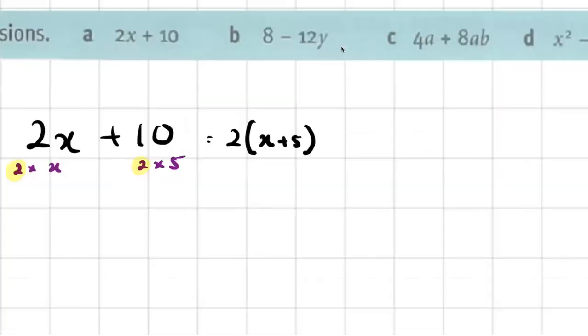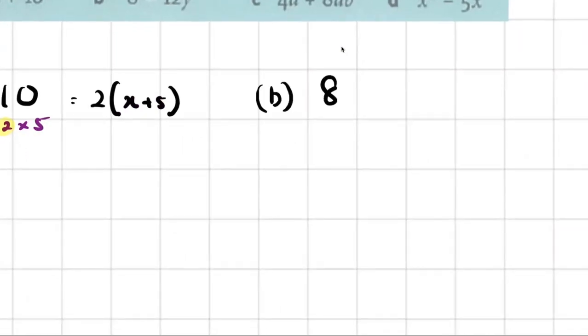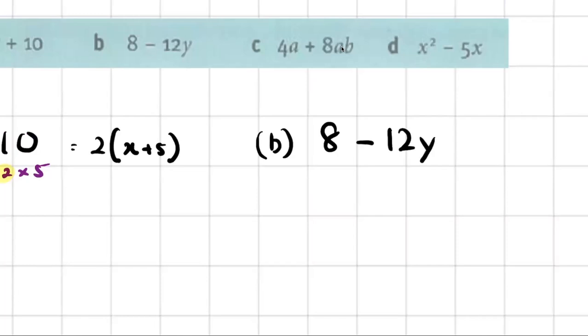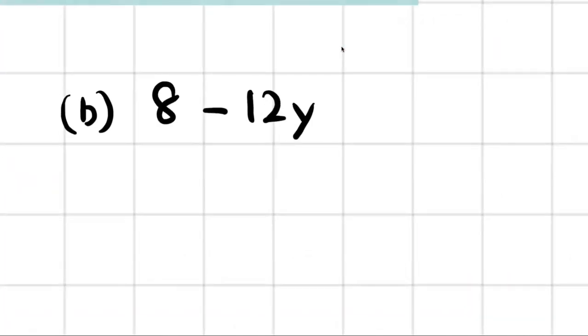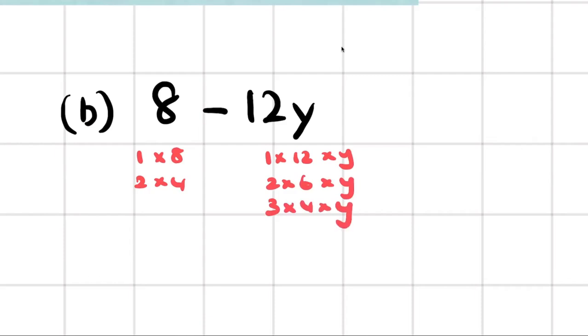Look at B. 8 minus 12y. So as you can see here, both can be multiples of 4 or both can be divisible by the highest number 4. If you don't want, I can just write it out for you to have a look. 1 times 8, 2 times 4, 1 times 12 times y, 2 times 6 times y, 3 times 4 times y. So as you can see, the highest combination and the highest common factor will be this number 4. So I'm going to take the number 4 out and write whatever remaining inside. So the remaining one will be 2 minus 3y.